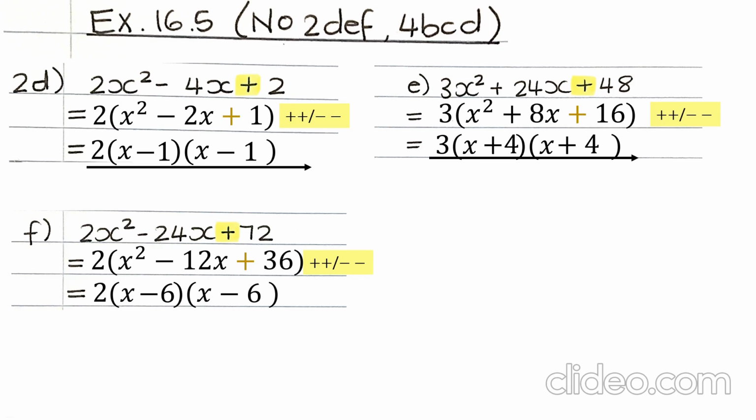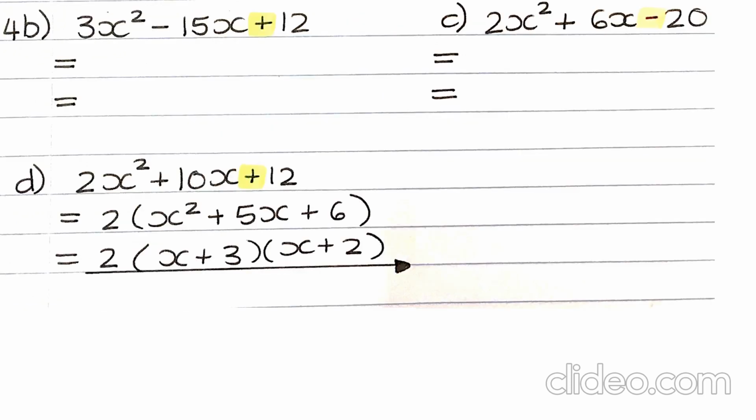Number 4b. Alright, 4b, again, there's a 3 in front of my x squared, so I'm going to divide through by that 3 by taking out a highest common factor. So there's my highest common factor there. You have to show that highest common factor. If you haven't shown it, then just write it in.